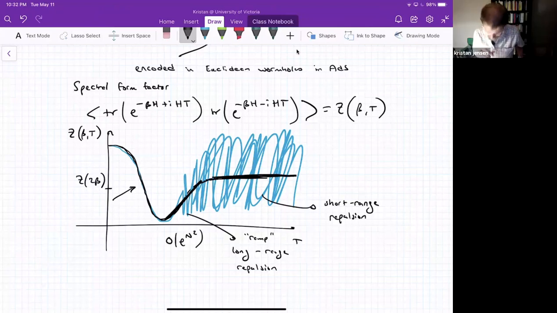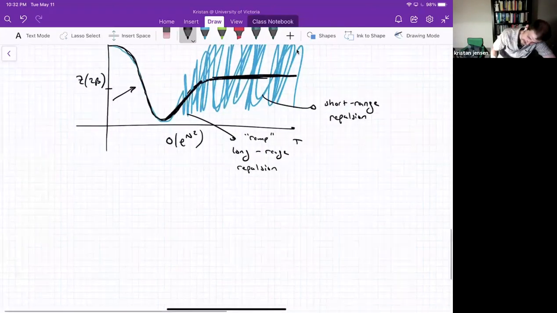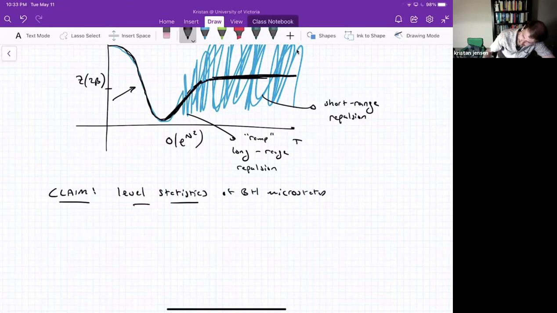Okay. So the main claim, or the main thing I'm trying to discuss in this talk, is that the level statistics, not the density of states, but the level statistics of black hole microstates are encoded in Euclidean wormholes.